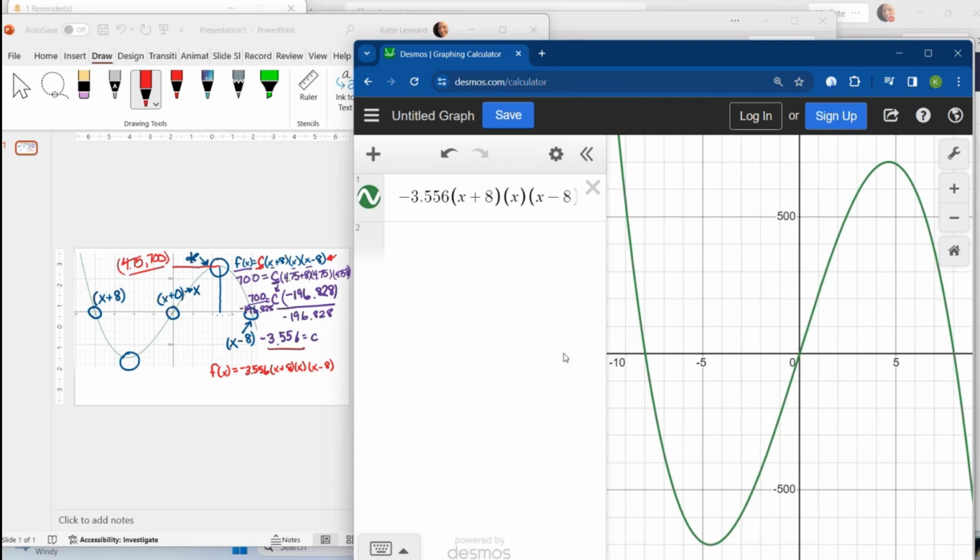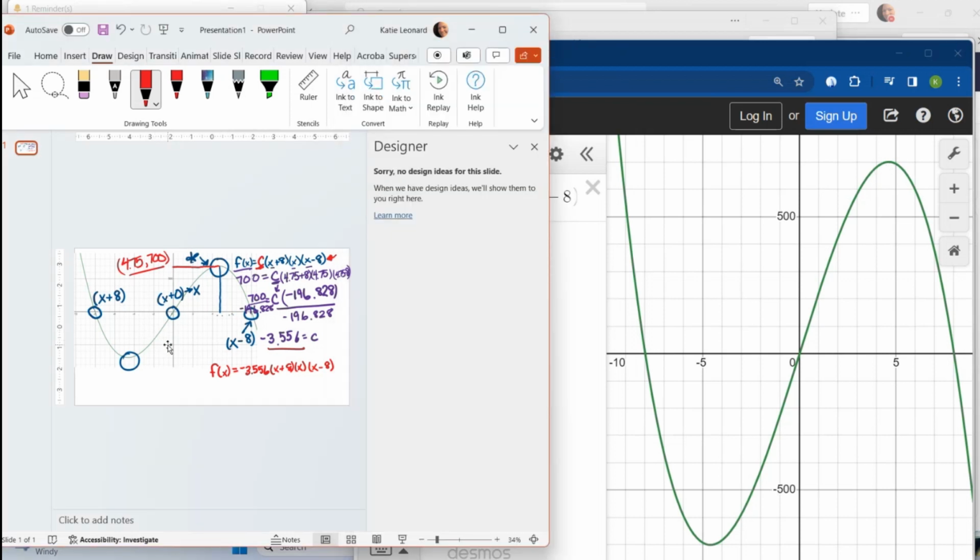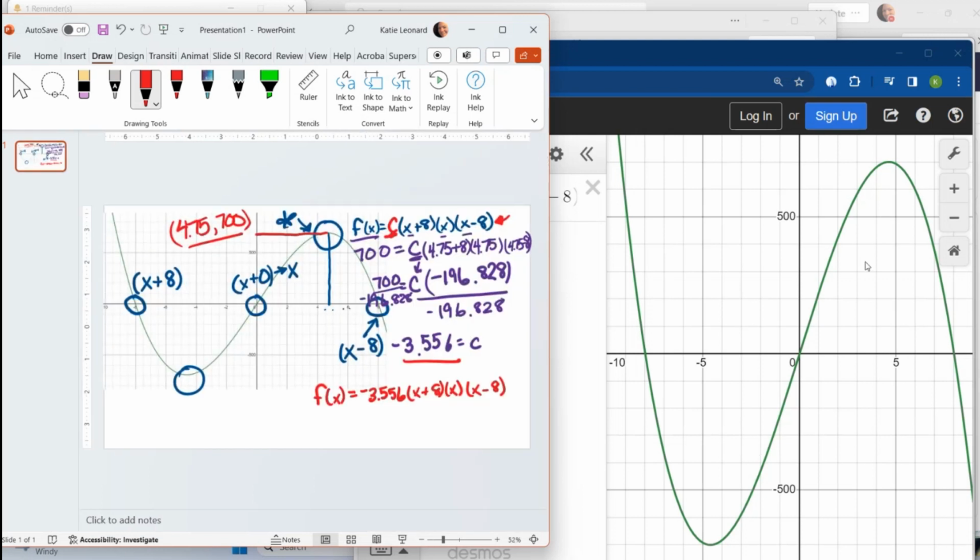So you can see that I got a graph that is very similar to the one that is on my PowerPoint. You can see that I have the same zeros. You can see that this one goes up to right around 700. You can see over here, negative 700 is the minimum here. And it looks like that's right around where it is because you can see we're counting by hundreds over here. This equation is a good representation for the data that we were originally given.